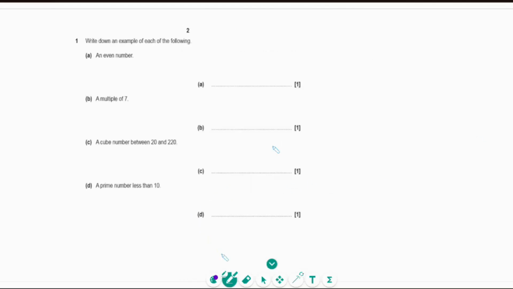Write down an example of each of the following. An even number. Well, an even number ends in a 0, 2, 4, 6 or 8. A multiple of 7. Any number in the 7 times tables.